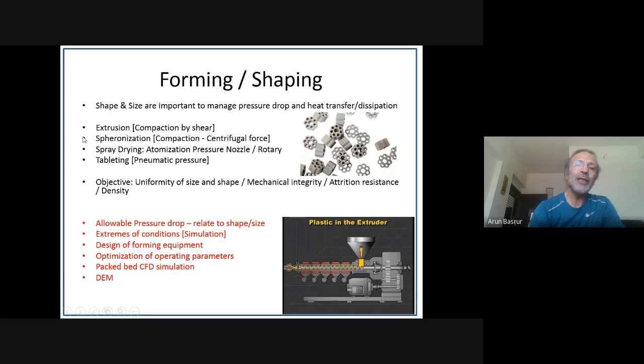Now, there are different techniques used for shaping catalysts. In extrusion, the compaction is brought about by shear forces. In spheronization, compaction is done through use of centrifugal force. In spray drying, you use atomization across an orifice using either a pressure nozzle or a rotary atomizer. In a rotary atomizer, you again use centrifugal force. Tableting, in which you use pneumatic pressure. The objective is essentially getting a uniform size and shape, getting uniform density.